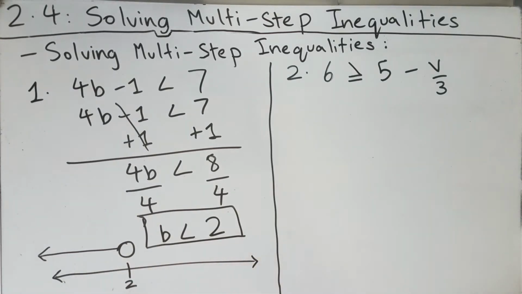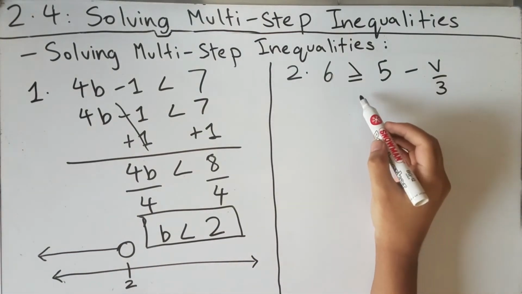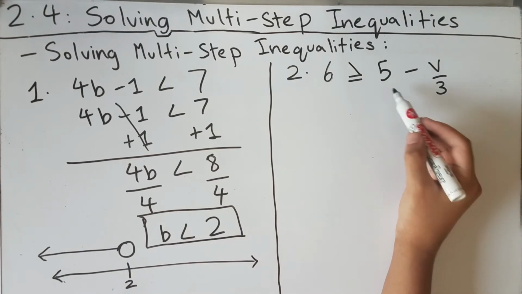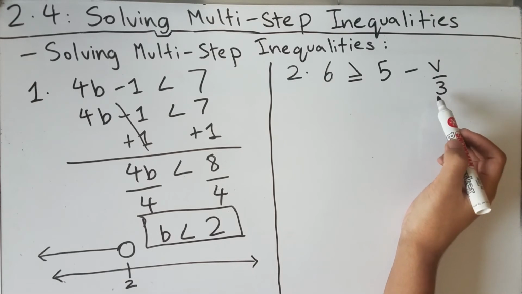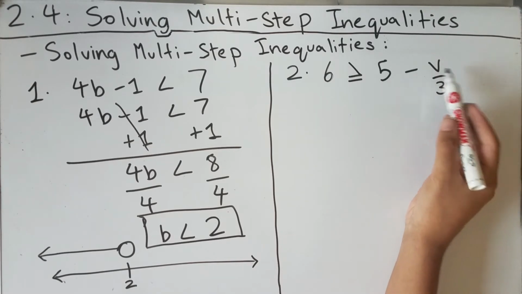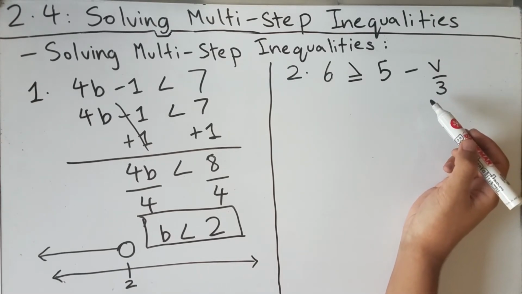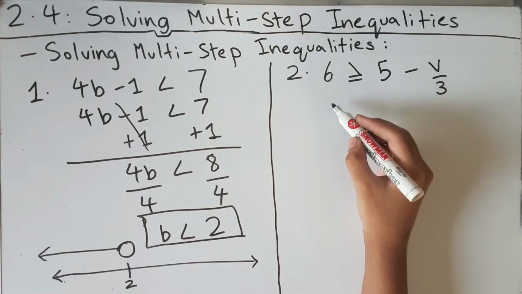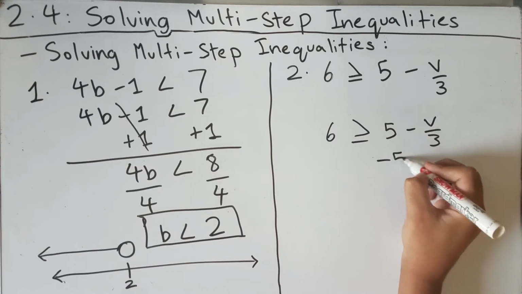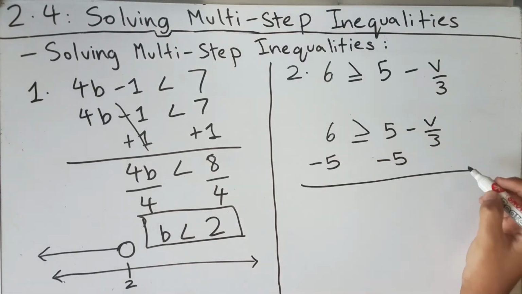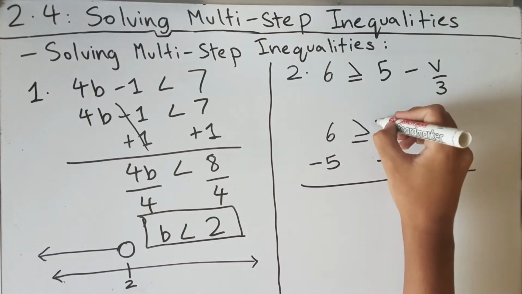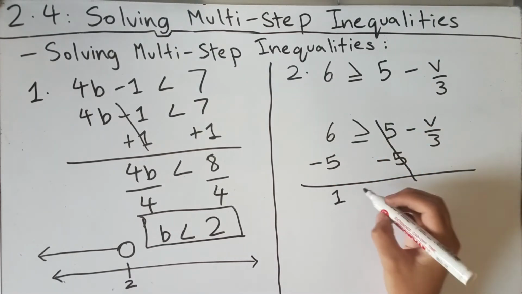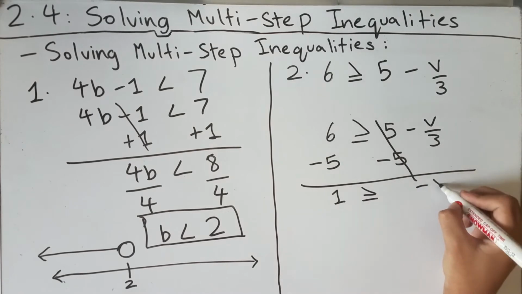Here's another inequality which says that 6 is greater than or equal to 5 minus b over 3. In this inequality, I can see that 5 is being added to negative b over 3. So I need to get rid of that 5 to isolate this b over 3, and I can do that by using the property of subtraction. If I subtract 5 from each side of the inequality, I get negative 5 on this side and negative 5 on this side. We can get rid of the 5 and negative 5 on the right side, and here 6 minus 5 is simply 1. So we're left with 1 is greater than or equal to negative b over 3.